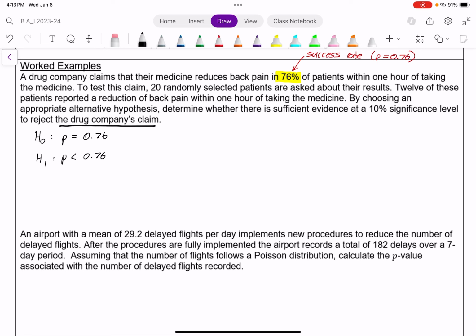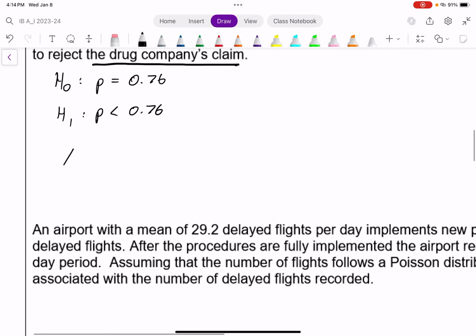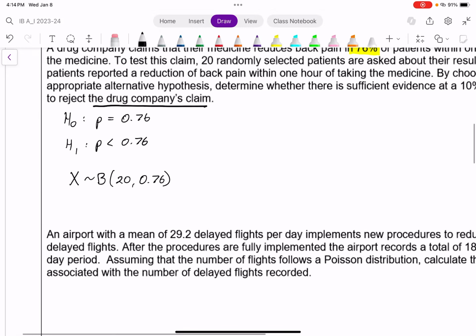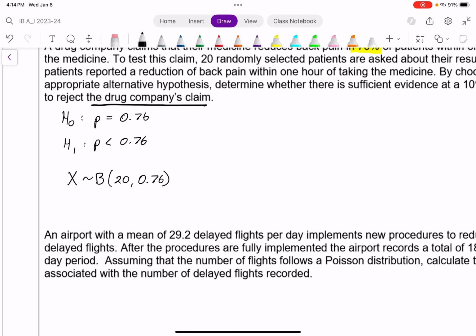And if the company is wrong, that means there's less than a 76% success rate. If there's more than 76% success rate, then the company is still correct, essentially. But we're trying to see, are they wrong? Which in this case is the probability of success less than 76%. So we have a binomial distribution. So I'm going to say X is distributed binomially, in which we have, in this case, 20 trials, 20 people selected randomly, and a 76% success rate. Right? This is what our H naught is based on.